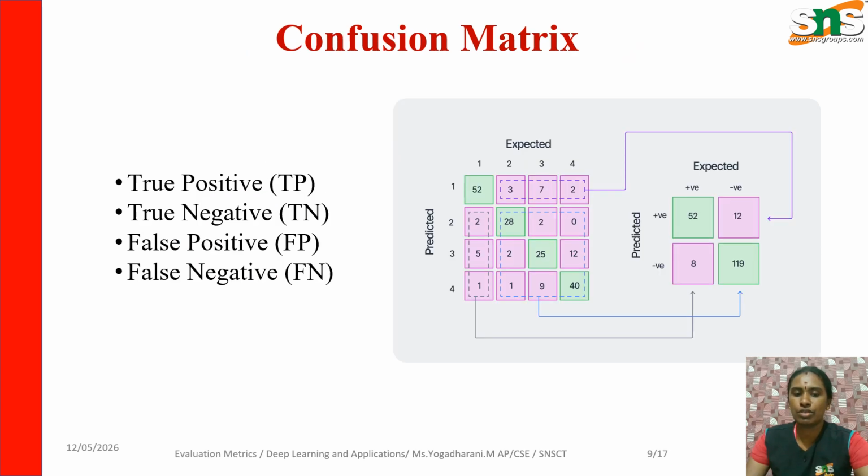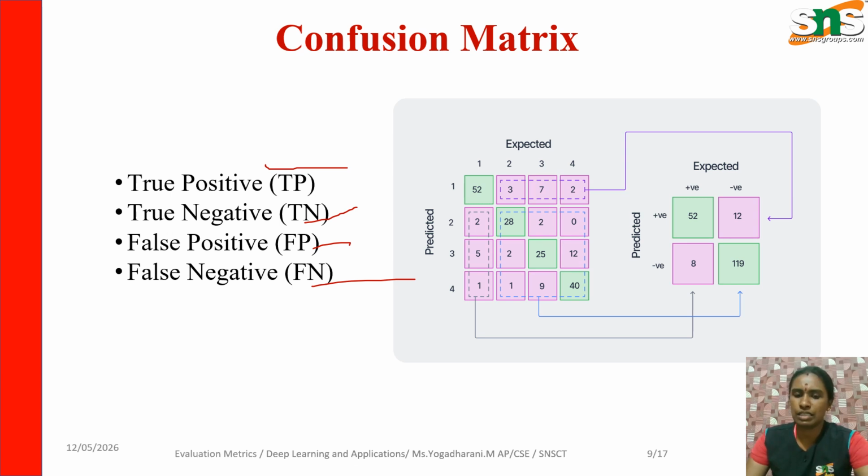What is a confusion matrix? The confusion matrix is one of the most important evaluation tools. It contains four outcomes: true positive, true negative, false positive, and false negative. True positive: the model predicts positive and it is actually positive, for example correctly detecting disease. True negative: the model predicts negative and it is actually negative, for example correctly identifying healthy patients.